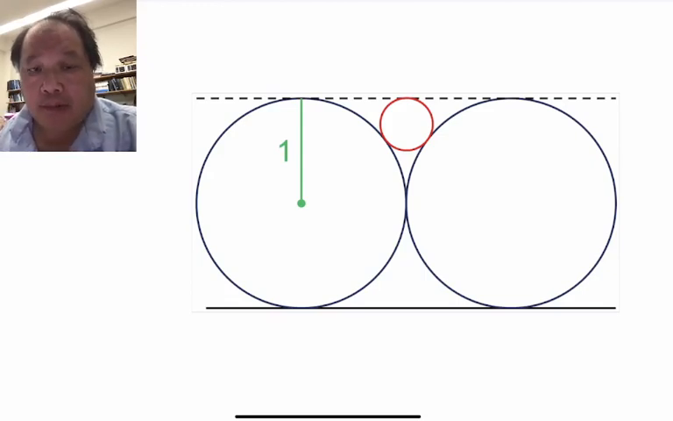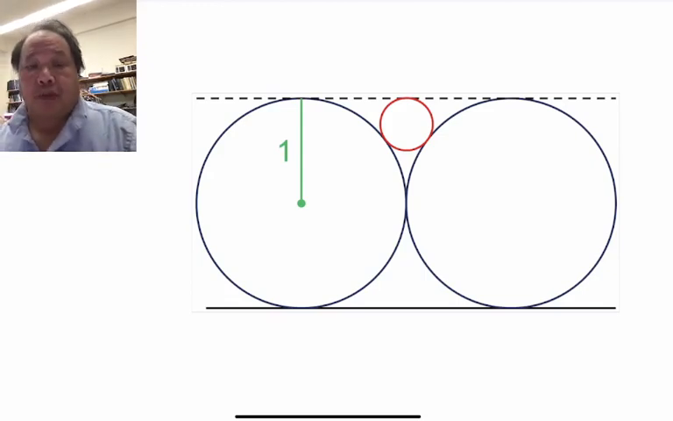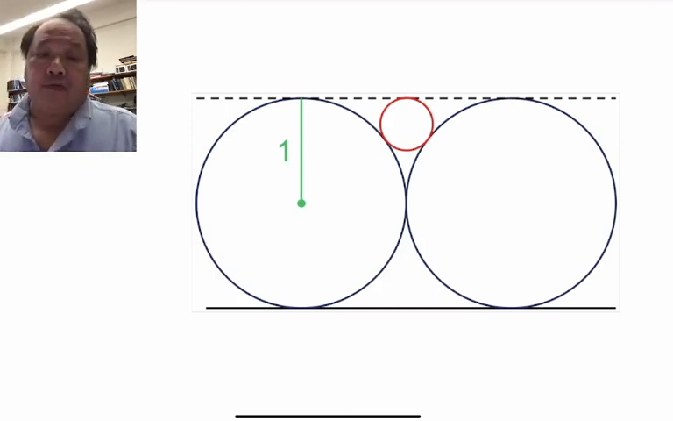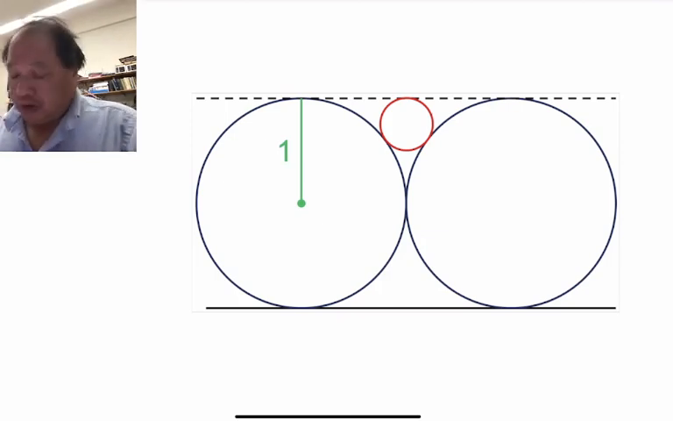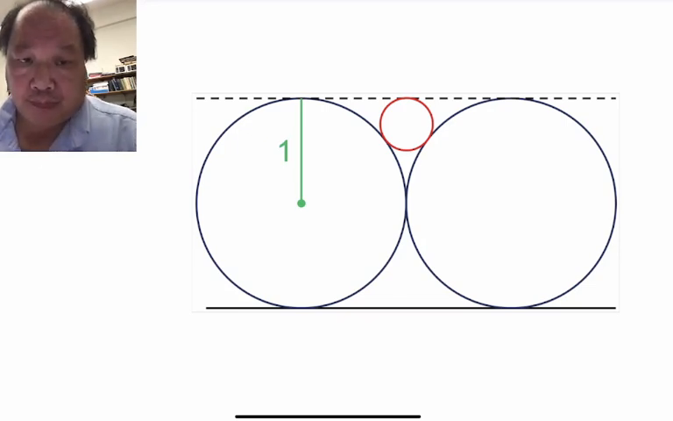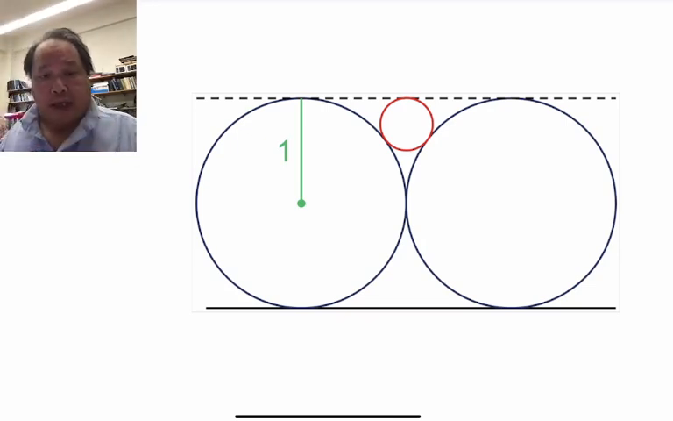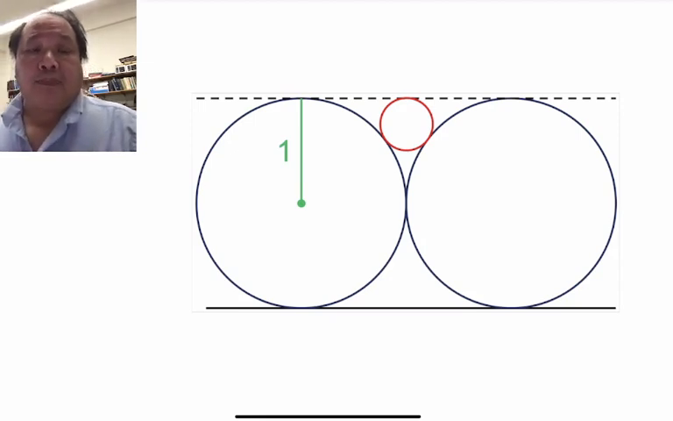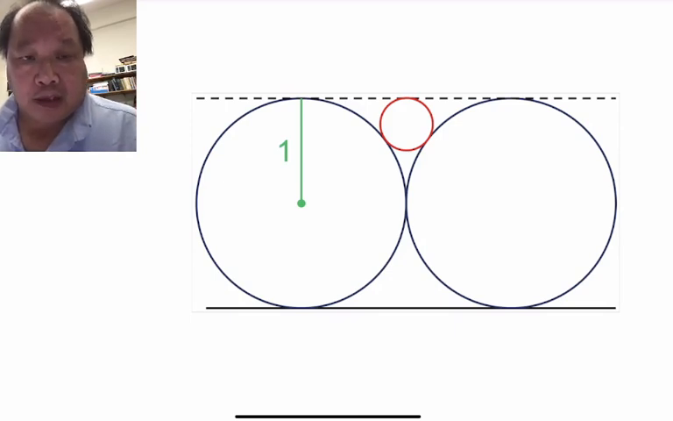Hi, in this video we're going to consider the problem of a line of black circles, which I've just drawn two here, and we're placing a red circle so that it just doesn't protrude beyond the top edge of the black line.